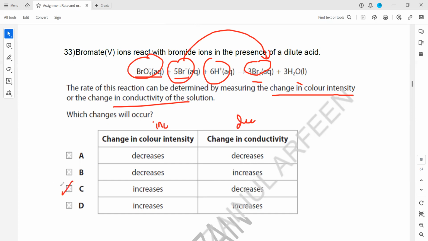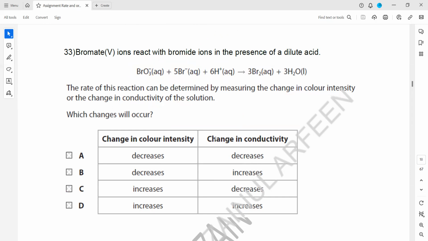So the color intensity increases because of the formation of bromine, and ions are usually not colored, while compounds or molecules are colored. That's why the color intensity is increasing, but conduction is decreasing because the number of ions is decreasing. So C will be the right answer.